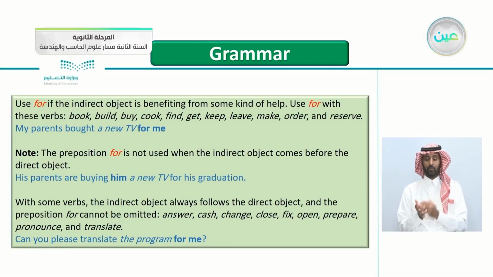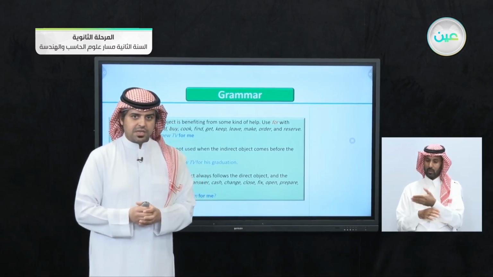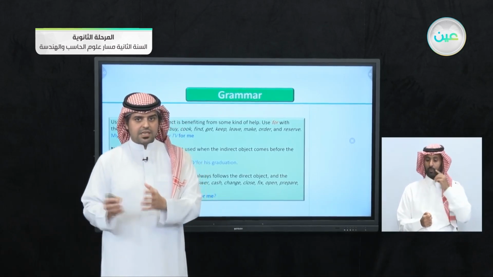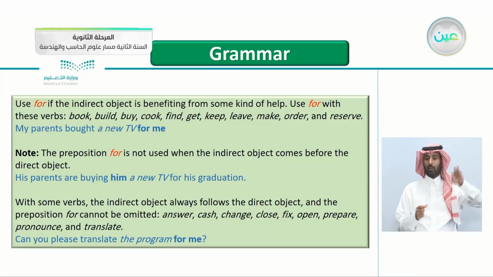Regarding the for here, we use for if the indirect object is benefiting from some kind of help. Notice that it's all related to the indirect object. When he's receiving something, we say to. When he's benefiting, he gets some help from someone, we use for.